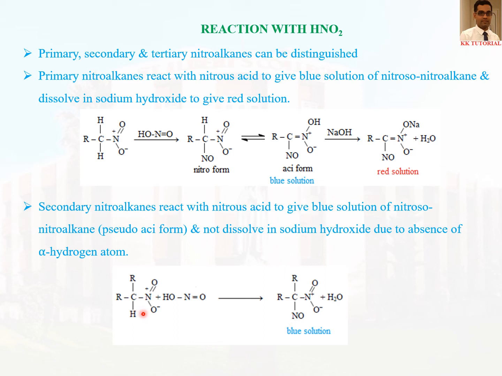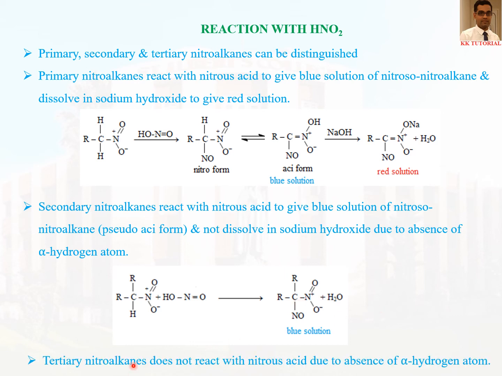So secondary nitroalkanes react with HNO2 to form a blue solution of nitroso nitroalkane, which will not be converted to its acid form, or to a salt with NaOH, because there is no further acidic hydrogen atom. And this is commonly called pseudo-nitrol also. It is also known as pseudo-nitrol.